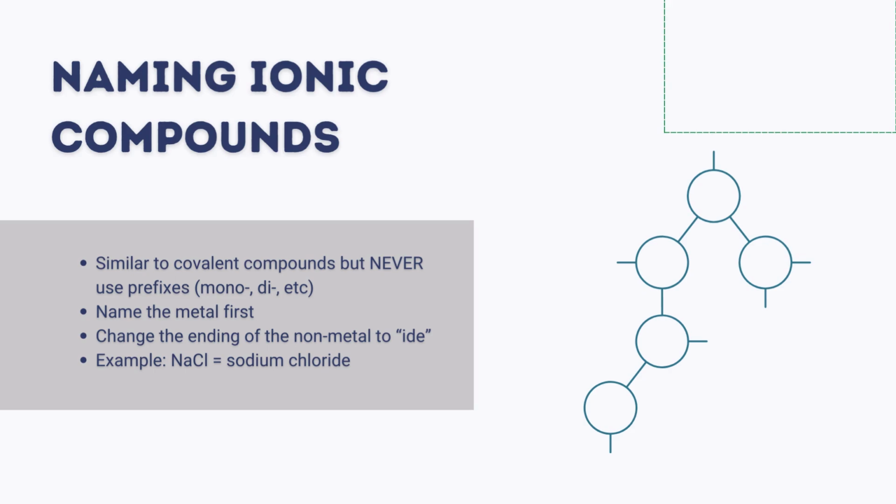However, unlike covalent compounds, prefixes such as mono, di, tri, etc. are not used to indicate the number of atoms of each element. Instead, the name of the metal is stated first, followed by the nonmetal with its ending changed to -ide. For instance, the compound NaCl is named sodium chloride.